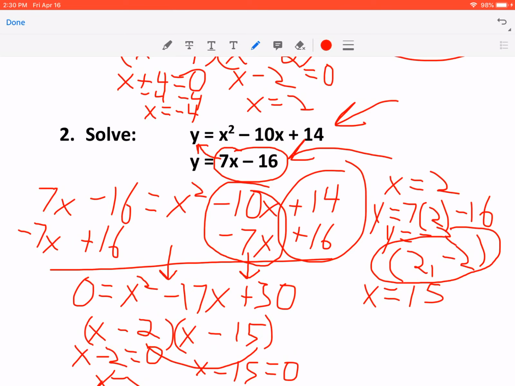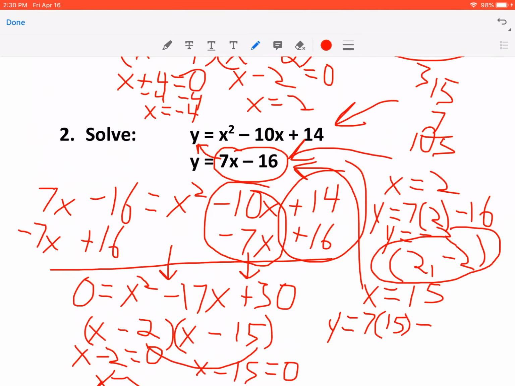Okay? So the other one, x is 15. Plug it back in here. What is 7 times 15? 35. What's that, 105? So y is equal to 7 times 15, which is 105, minus 16. What's 105 minus 16? That is 89. Sometimes you get bigger numbers, but that's okay. So the other answer is the coordinate when x is 15, y is 89. It'd be tough to graph that one, so those are your two answers right there.